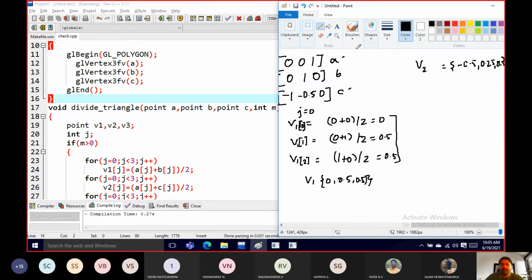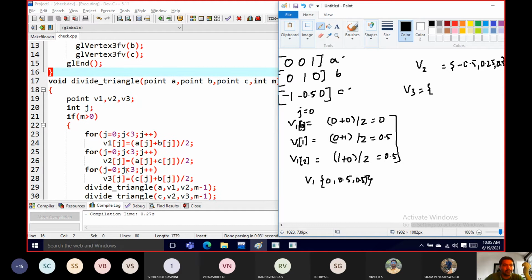So what about V3 here? V3 we look into the side of C and B. So C and B is minus 1 plus 0 by 2, which is minus 0.5. Next, minus 0.5 plus 1 by 2 is what? Minus 0.25. Then 0 plus 0 by 2 is 0. So we got V1, V2 and V3.